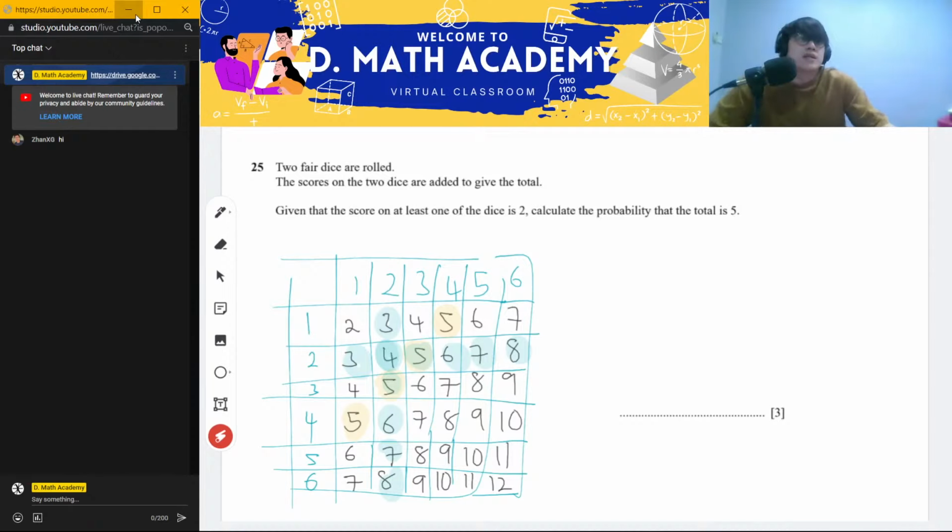Okay, so these are the things that I'm getting at first. Okay, would you guys like to try? Like, how do you get at least one of the dice is 2, and then the probability that the total is 5 here. Okay, so you notice that I colored all the 2s that are involved in this calculation.